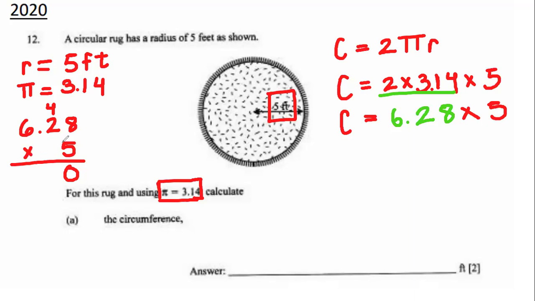5 times 2 is what? 5 times 2 is 10, plus 4 is 14. Put the 4 down, put the 1 up. What is 5 times 6? 30. 30 plus 1 is 31. Very good. And so we put a decimal point after the two numbers behind it. So I got 31.40.